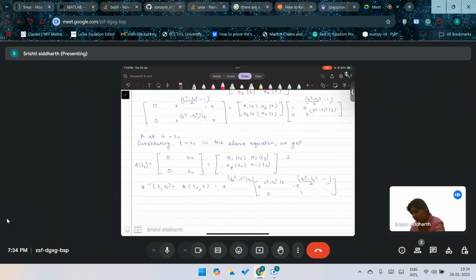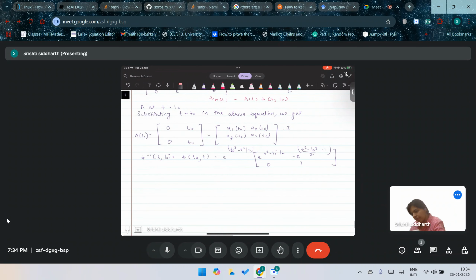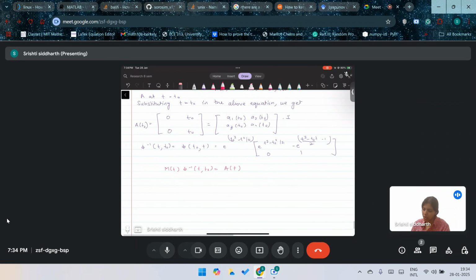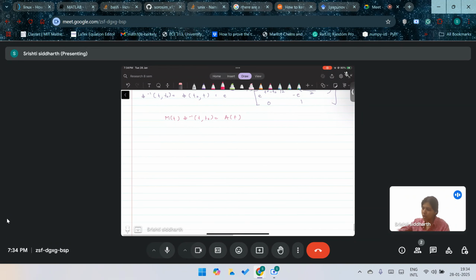So what I'm saying is, let's say this is some matrix, so m of t equals A of t phi (t, t naught). Okay, so m of t phi inverse (t, t naught) gives A at any time t. So you can compute the inverse of the state transition matrix, multiply by m of t to get the matrix A.